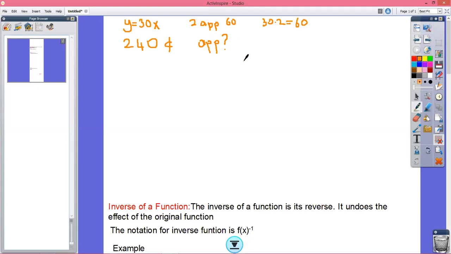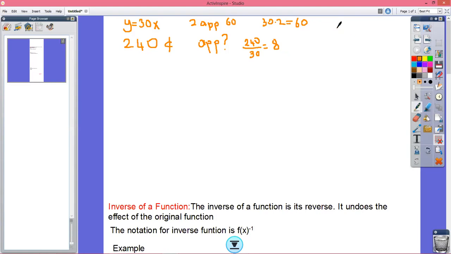Now what are we going to do here? Are we going to divide it by 30? Yes, we are going to divide it by 30 exactly. Here we did 240 divided by 30, and how many apples did we get? 8. We bought 8 apples here.